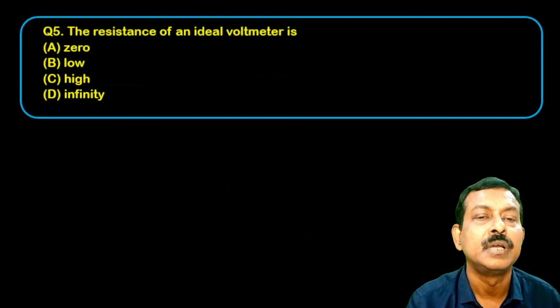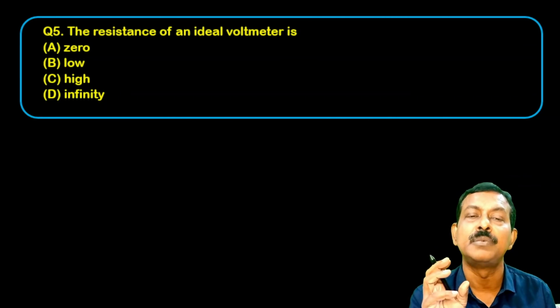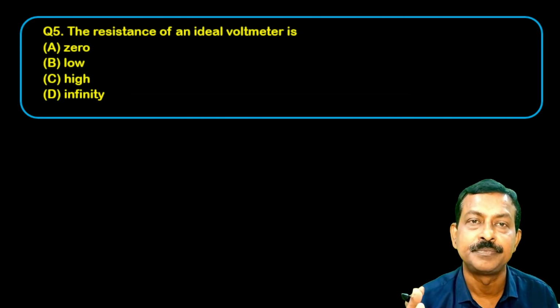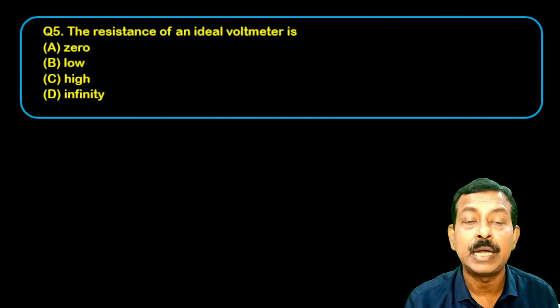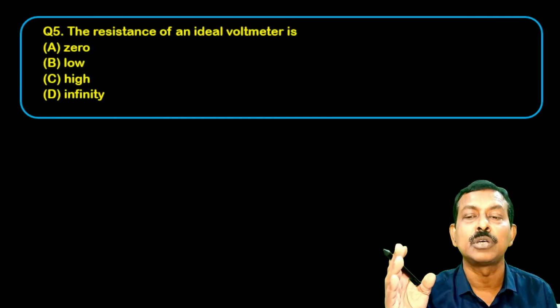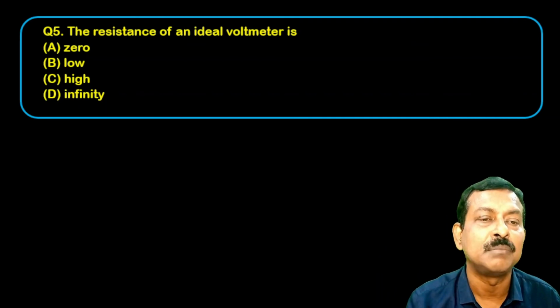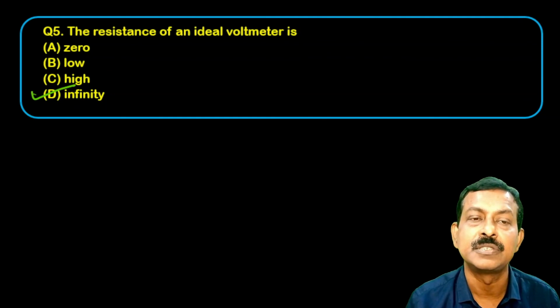Let's take the next question. The resistance of an ideal voltmeter. An ideal voltmeter should have infinite resistance, so that minimum current passes through it and maximum goes through the circuit across which you want to measure the potential difference. So obviously it should have infinite resistance.